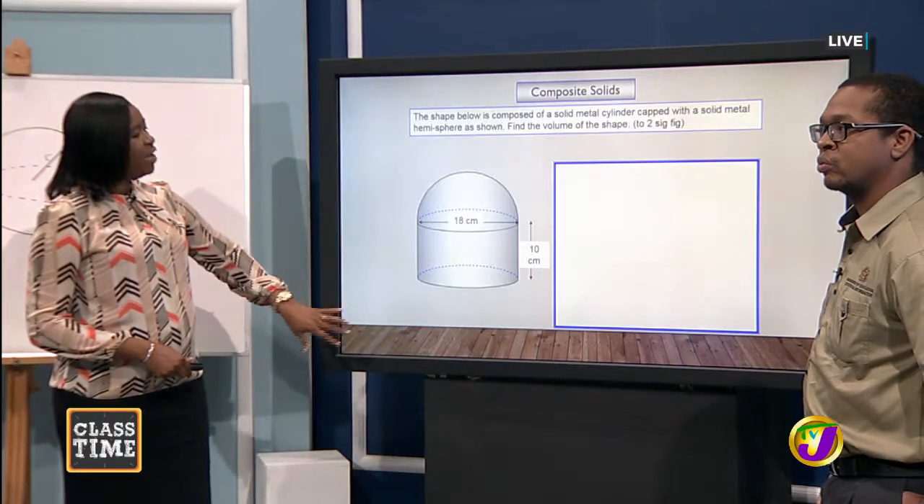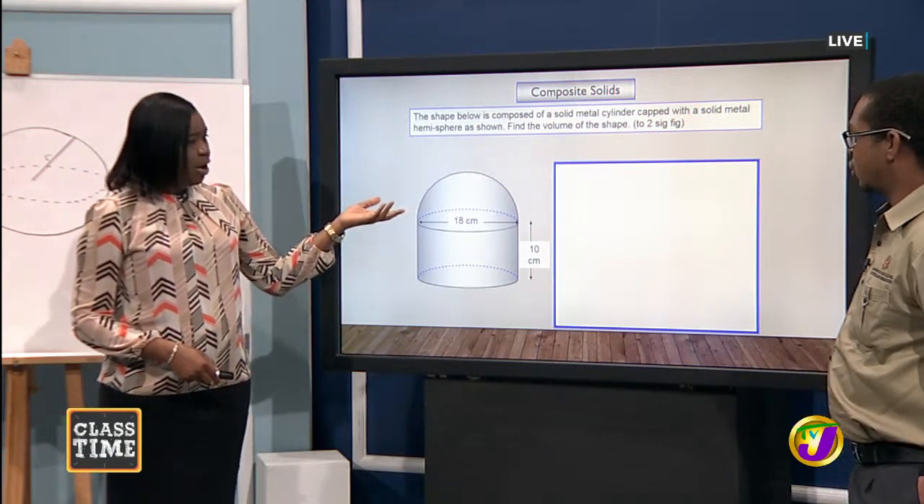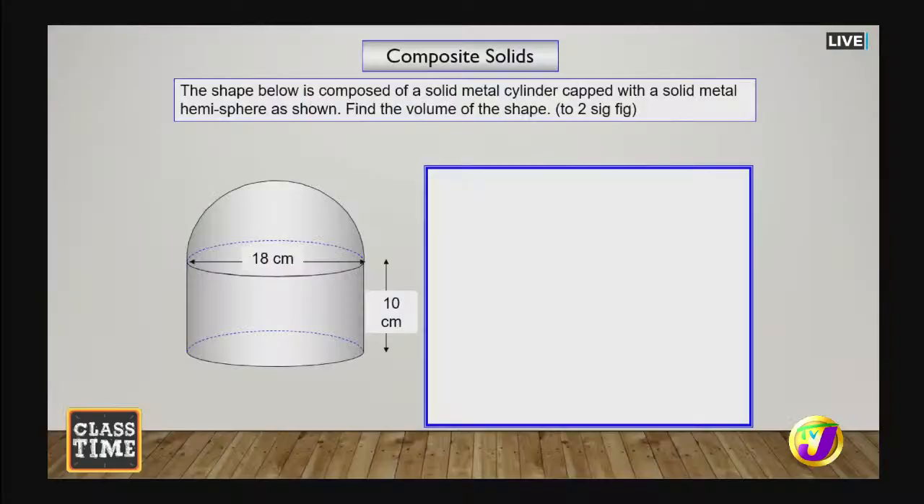Okay, let's look at another example. Here we have a hemisphere, half of the sphere, at the top, and a cylinder. The shape below is composed of a solid metal cylinder capped with a solid metal hemisphere as shown. Find the volume of this shape, and they want us to give our answer in 2 significant figures.